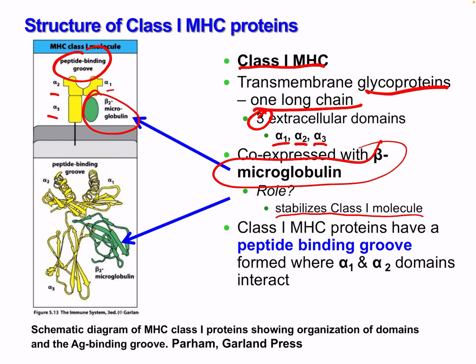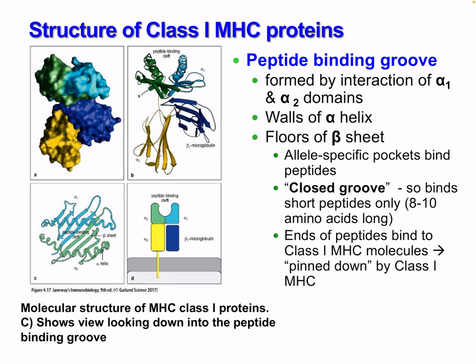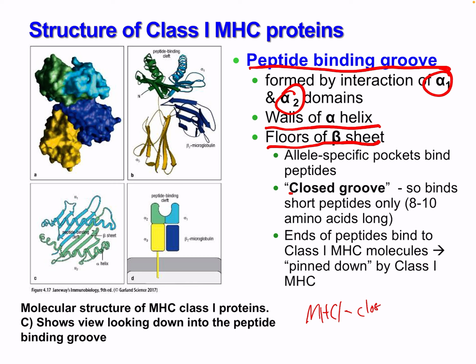The class 1 MHC proteins have a peptide binding groove, which is formed where the alpha 1 and alpha 2 domains interact, which is right here. This peptide binding groove is formed by the interaction of alpha 1 and alpha 2 domains. It involves the walls of the alpha helix and the floors of the beta sheet. So allele-specific pockets bind peptides. MHC1, just to point this out again, is a closed groove, which we'll see is important in comparison to MHC2.